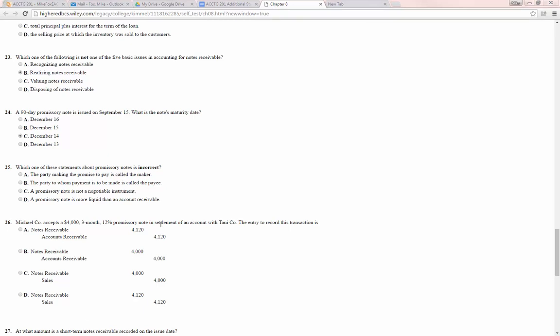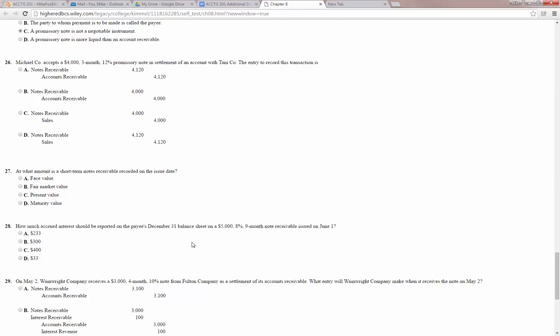And so the one that stands out to me as obviously incorrect is the fact that it says they're non-negotiable. Promissory notes are negotiable, meaning you could transfer them to someone else. You could endorse it just like you would the back of a check and give it to someone else, and now they're the owner of the account receivable. I'm sorry, the note receivable. So that's C.